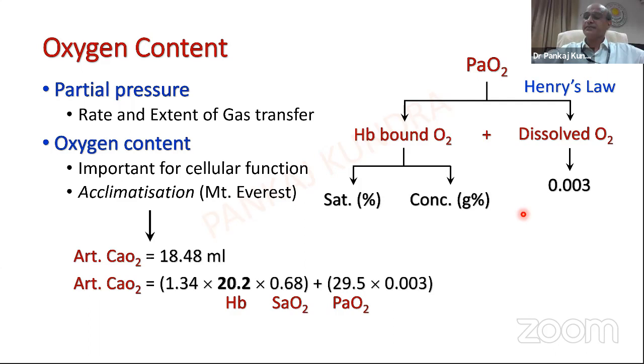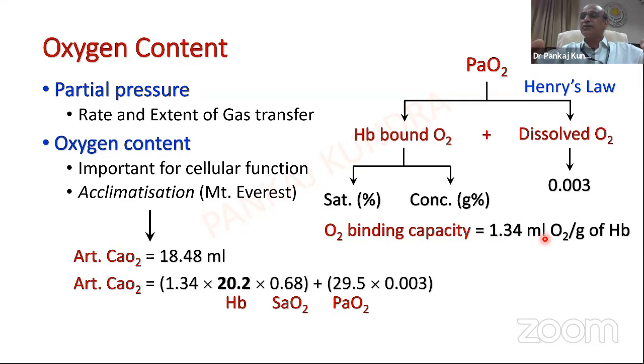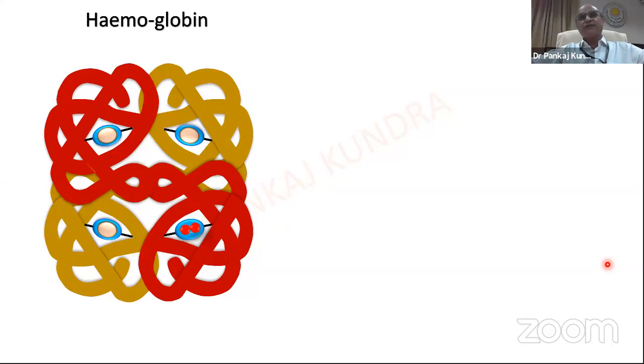So the oxygen binding capacity would be 1.34 ml of oxygen per gram of hemoglobin per 100 ml of blood, or deciliter. So that is the oxygen binding capacity. Now we have come to an important part, which is the hemoglobin.